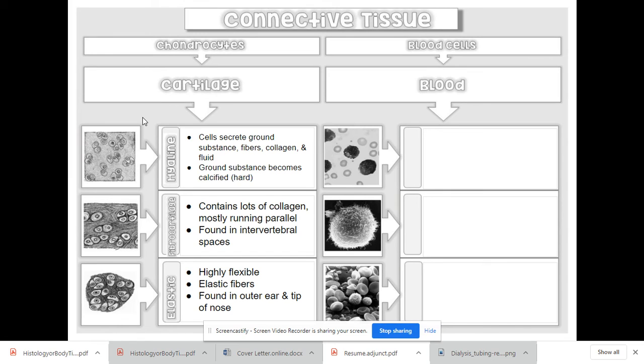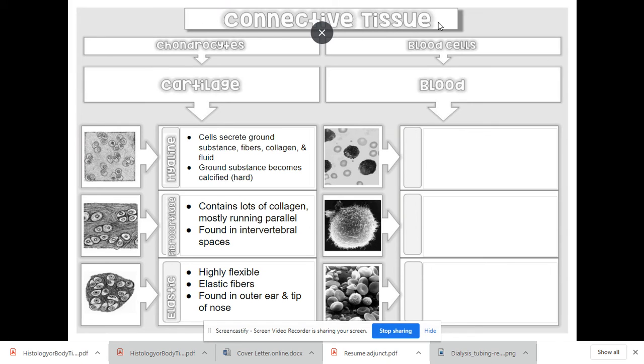This is very flexible because of the elastic fibers. There's that bounce back word again, elastic. And you find these in your outer ear and the tip of your nose. So touch your ear right now and you can see how much it bends and moves. That's the flexibility from the elastic fibers that are in that cartilage. And also the tip of your nose, you can move that easily.